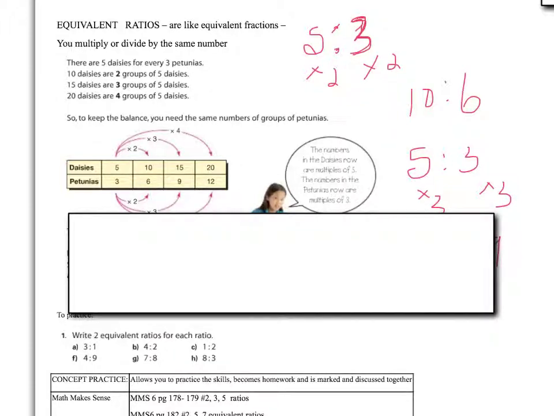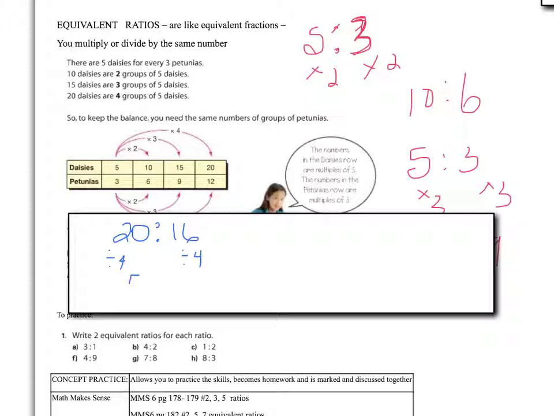Our textbook didn't show us one with division. Let's make one up. Say I was looking at the number of pencils to the number of erasers. Say I had 20 pencils and I had 16 erasers. What could I divide both of those numbers by? Well, 20 can be divided by 4. 16 can be divided by 4. Let's try divided by 4 to both sides.